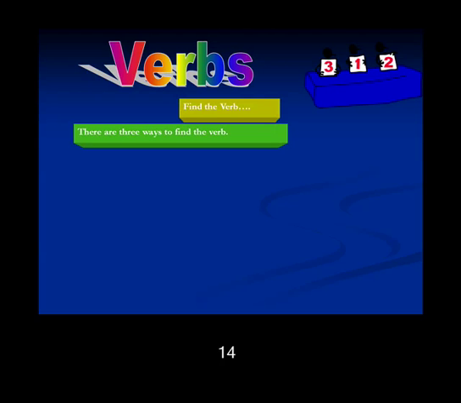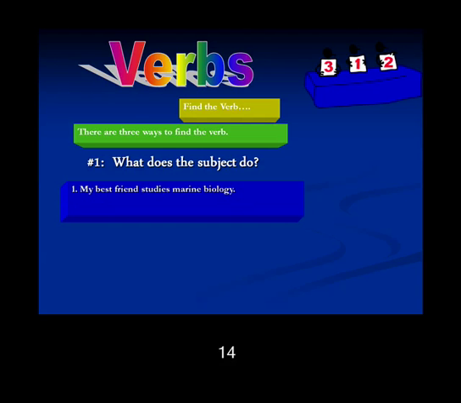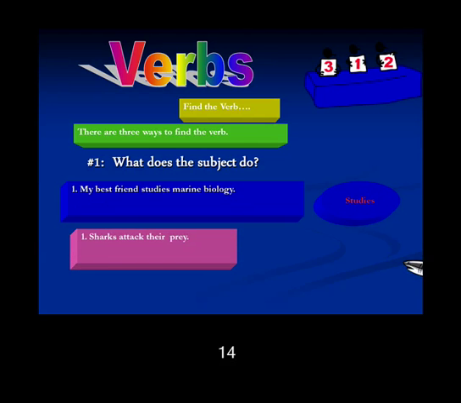Now there are three ways to find the verb that we talked about, according to the author. What does the subject do? We ask that question. For example, my best friend studies marine biology. So what does my best friend do? Studies. Sharks attack their prey. What do sharks do? Attack.